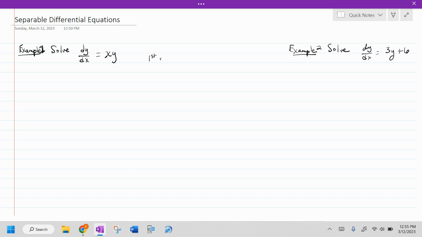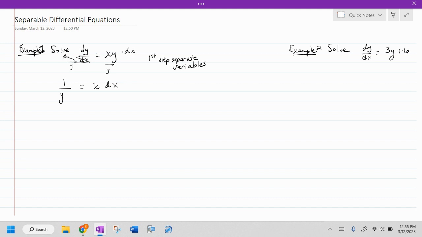So the first step is always to separate your variables. First step, separate variables. So everything with an x goes on the right side, everything with a y goes on the left side. So I'm going to divide both sides by y, and I'm going to multiply both sides by dx. So I get 1 over y dy equals x times dx.